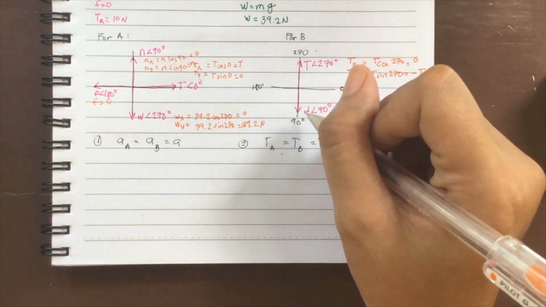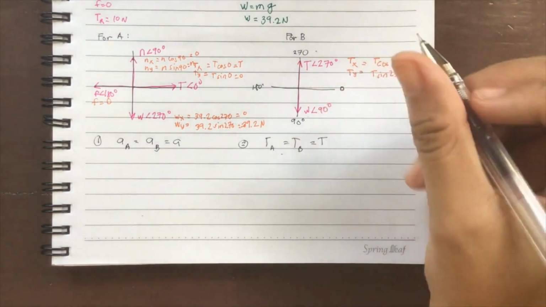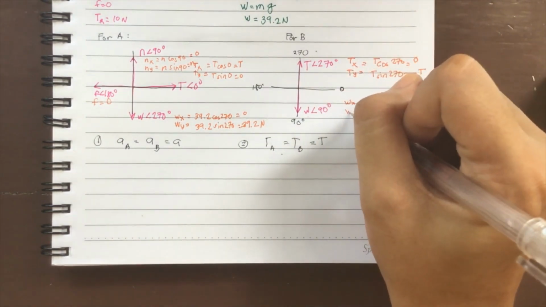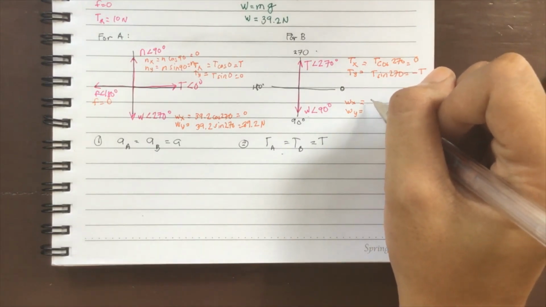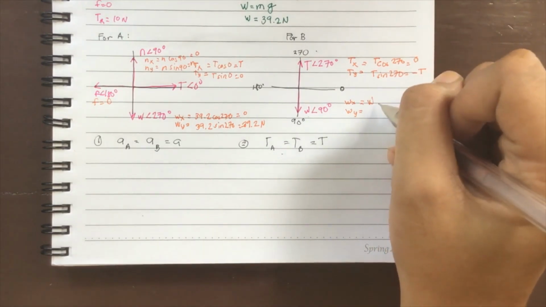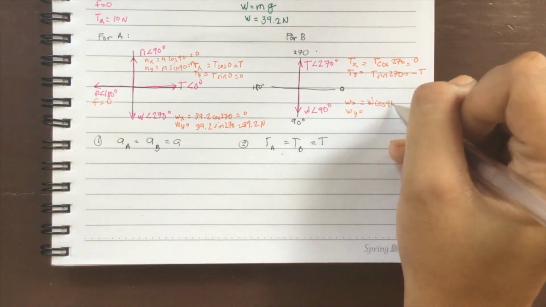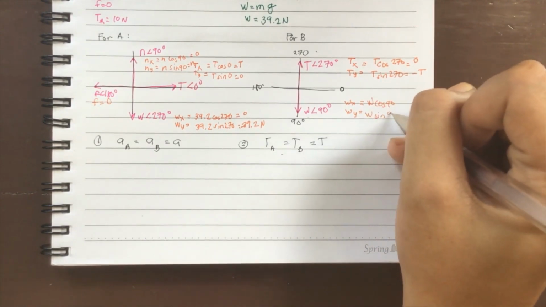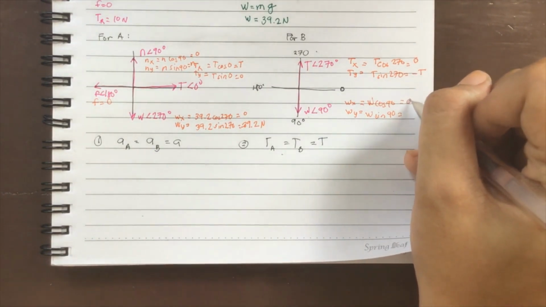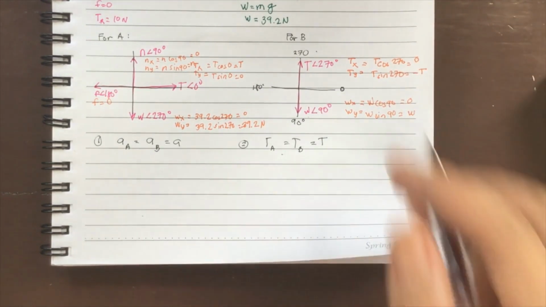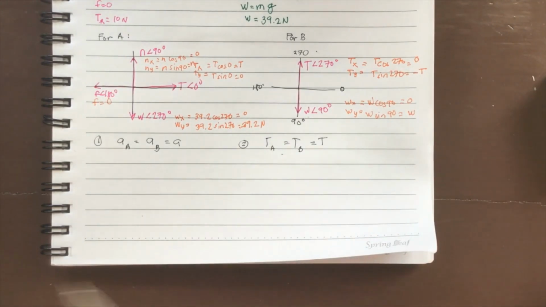So we don't know yet the weight of your block B. So let's just identify it as Wx and then Wy. So Wx, we have W cosine 90, then W sine 90, or weight cosine 90 and weight sine 90. So you will have 0 and then your weight, whatever the value of that weight. Okay, so we have now the components. Let's proceed to equating your forces.